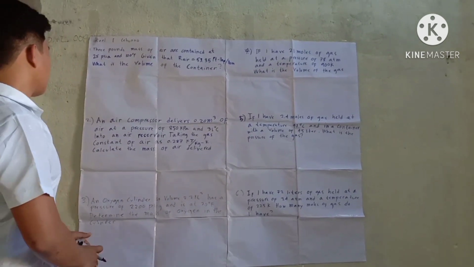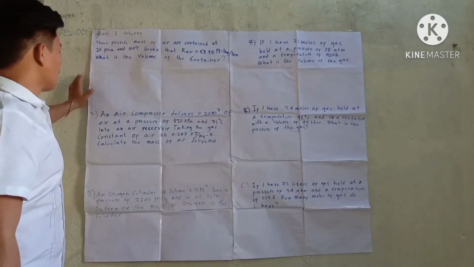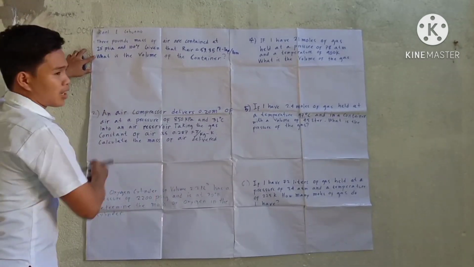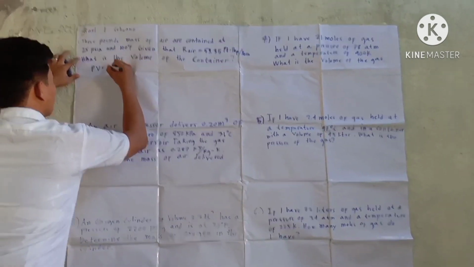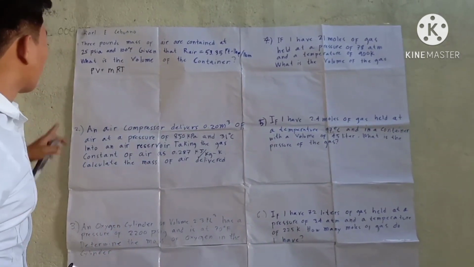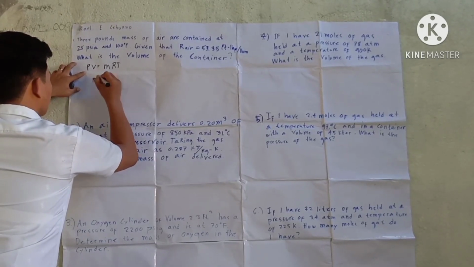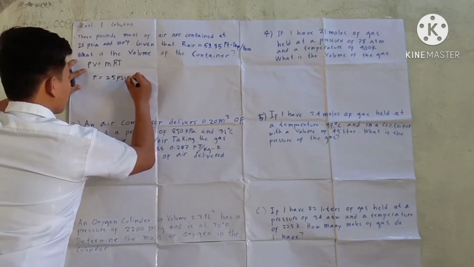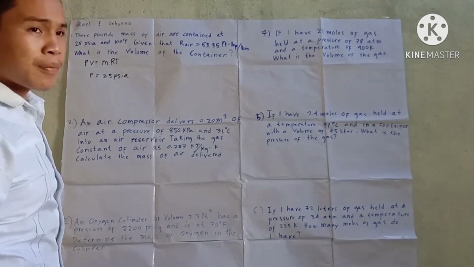So, since the given is the pressure and the air, then the mass, we have to solve this using the formula of PV equals mRT. So since the pressure is given, P, pressure equals 25 psi, we need to convert it into pounds per feet squared.